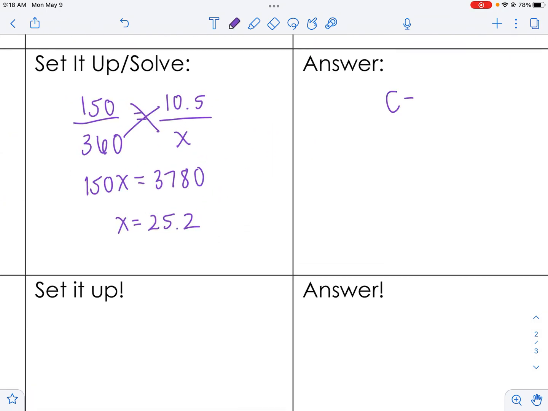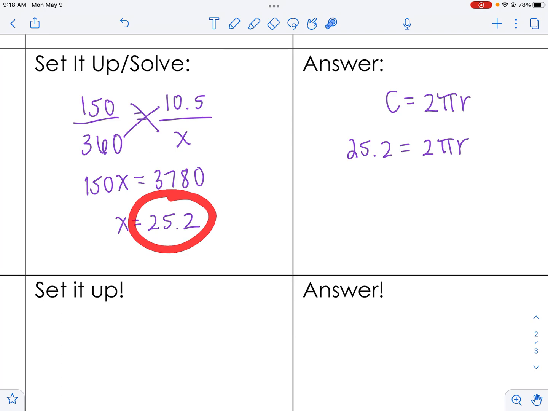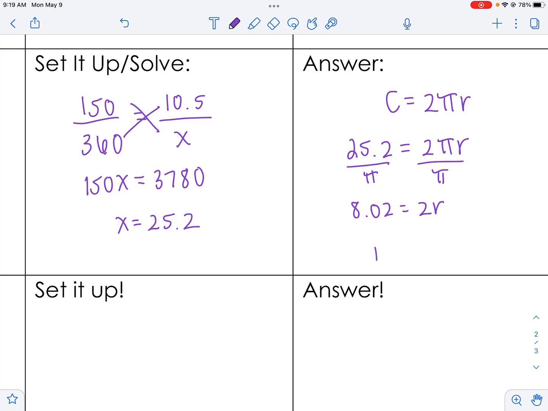So if your circumference formula is 2 pi r, and the circumference is 25.2 equals 2 pi r, I can just go backwards. So I found the circumference. I'm going to plug that in for c. And now I'm going to take the pi out. So I'm going to divide both sides by pi. So 25.2 divided by pi is just 8.02. So I have 8.02 equals 2r. And if I divide both sides by 2, then that would just cut that in half. So the radius would be 4.01 feet. And that's it.